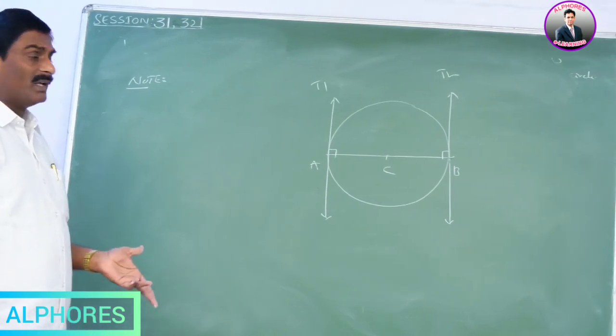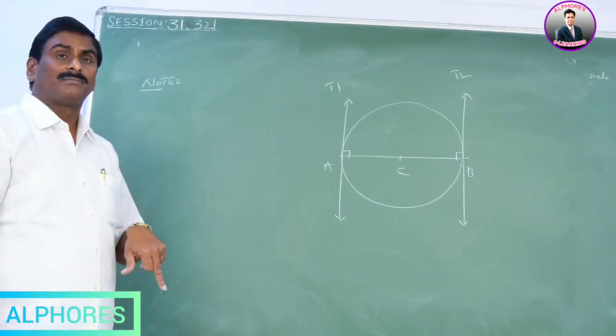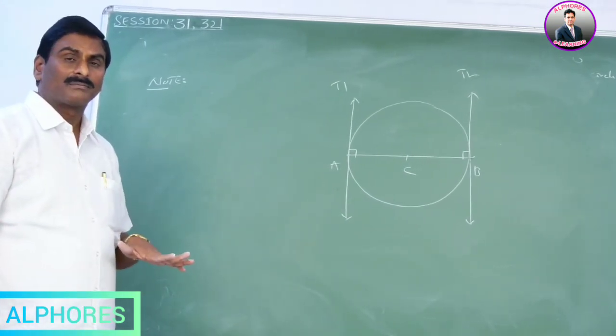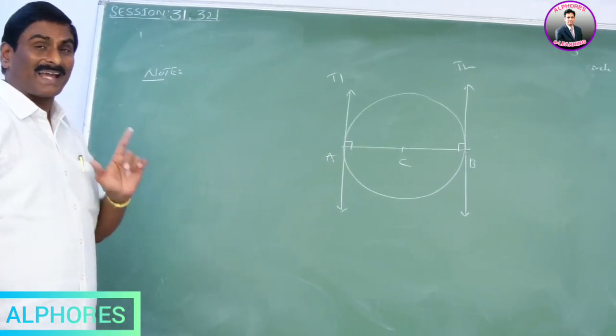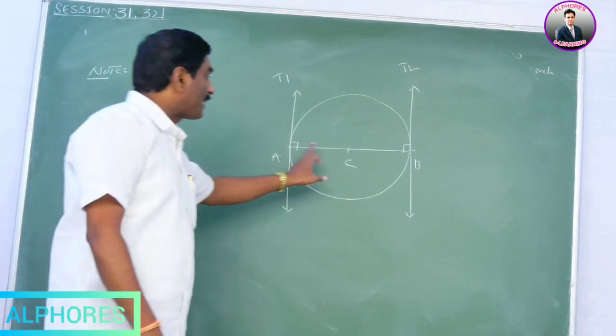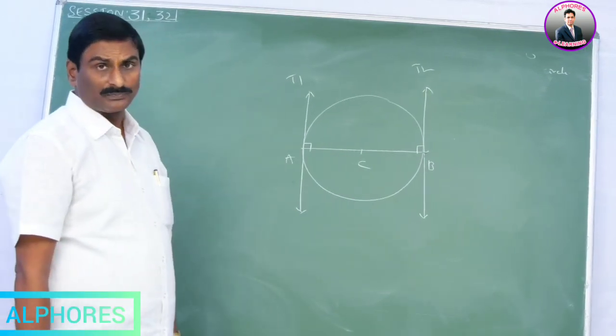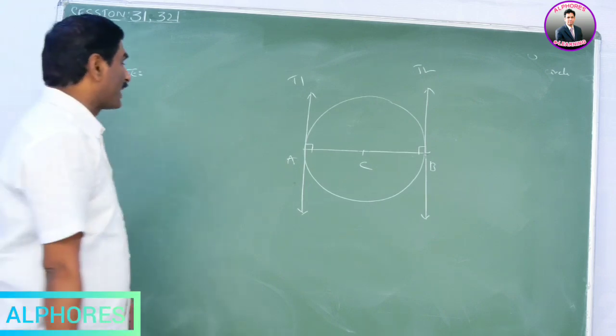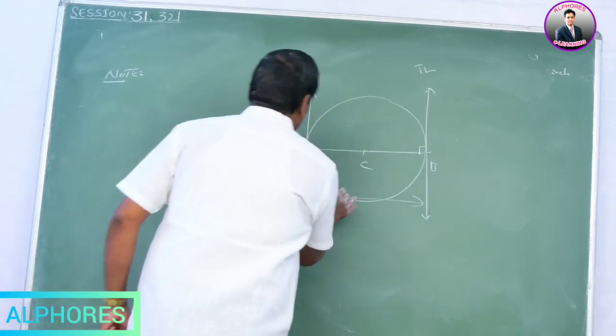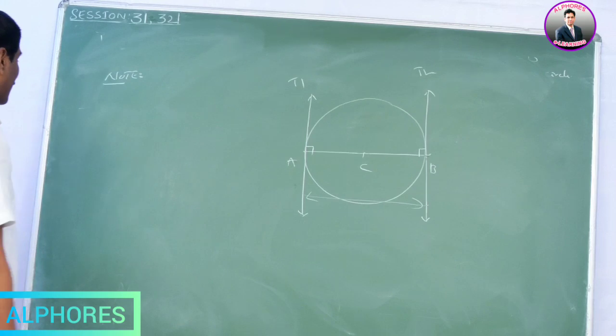Next, converse. If the two tangents are parallel, then the tangents are at extremities of the diameter of a circle. Converse is also true. If the two tangents are parallel, what is the diameter of the circle? Diameter is nothing but the distance between these two parallel lines. Please note second point.